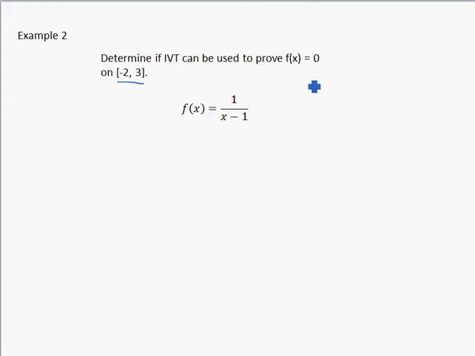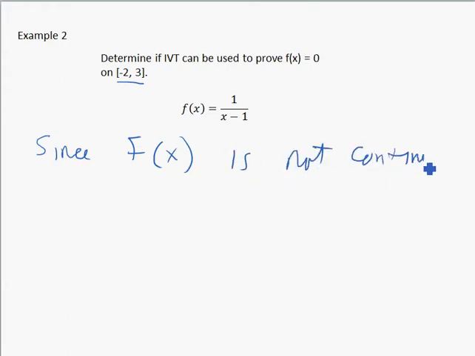Since f of x is not continuous at x equals 1, because f of 1 is undefined. Okay, you get 1 over 0, that's undefined. And 1 is on our interval.